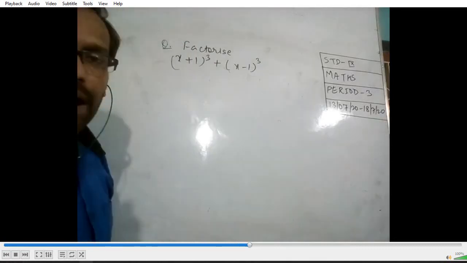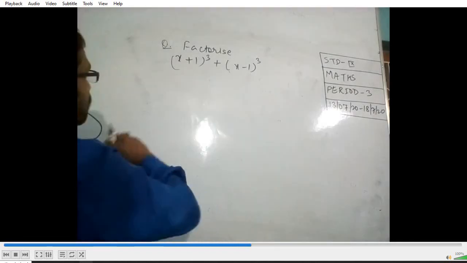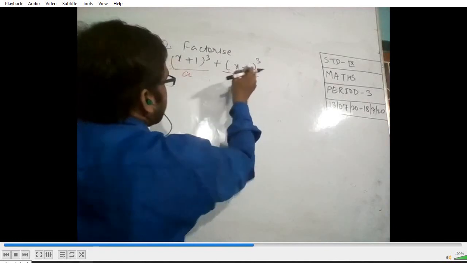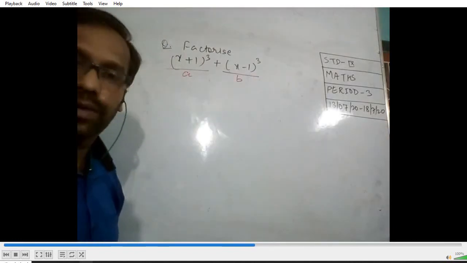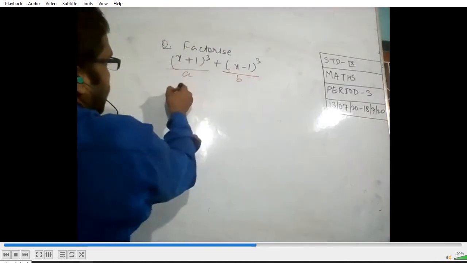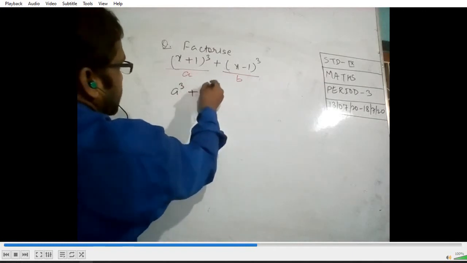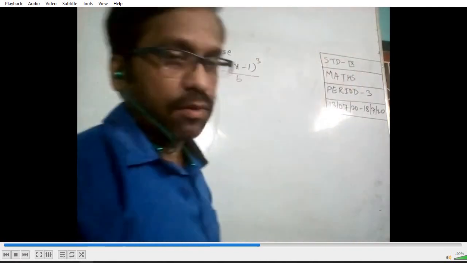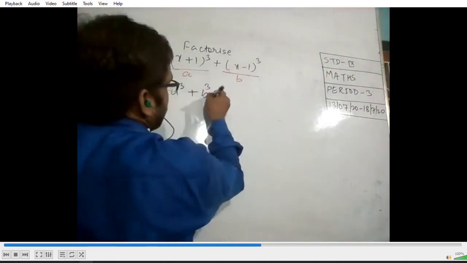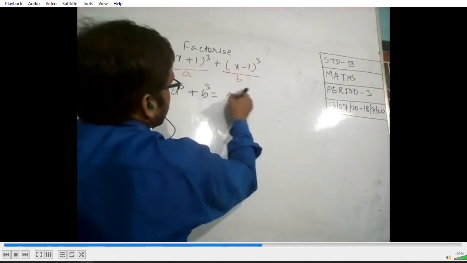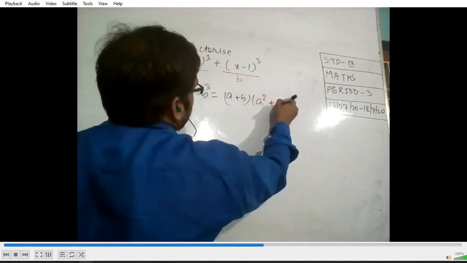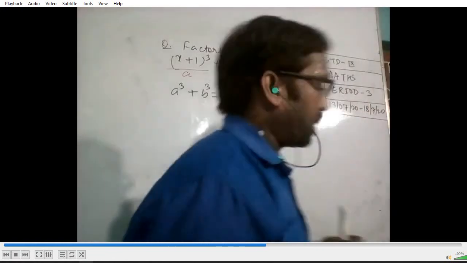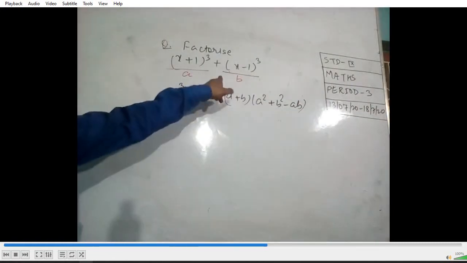Now this is the question. I will choose here that this whole term is A and this whole term is B. Okay, that means I have A cubed plus B cubed. I have this formula of A cubed plus B cubed, and you know the formula of A cubed plus B cubed is A plus B into A square plus B square minus AB. Okay, so now this is given here only.